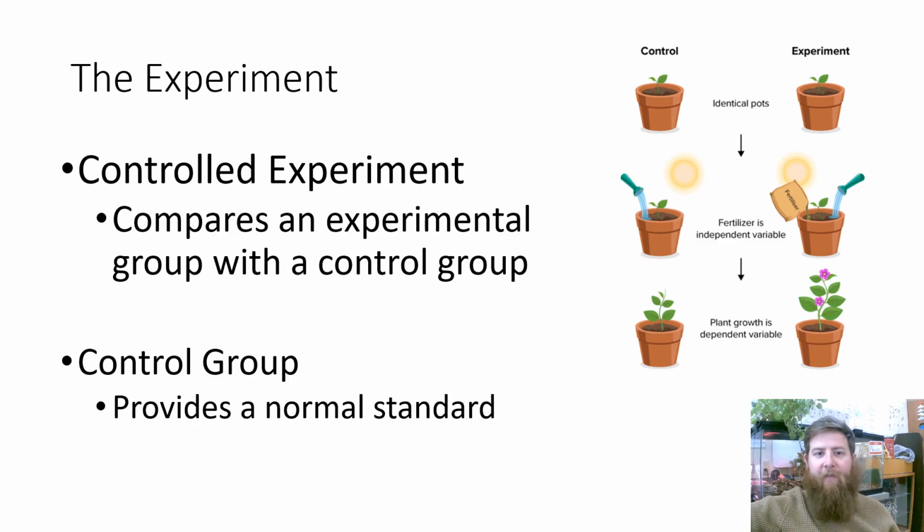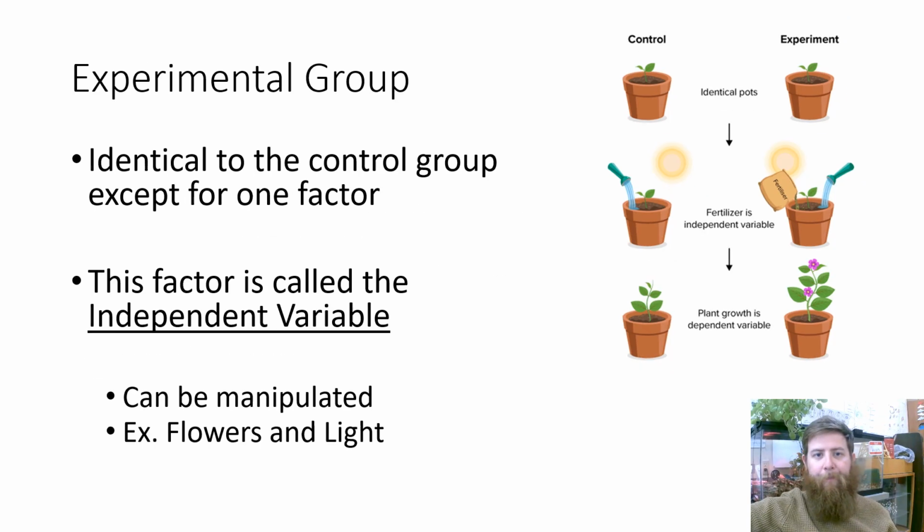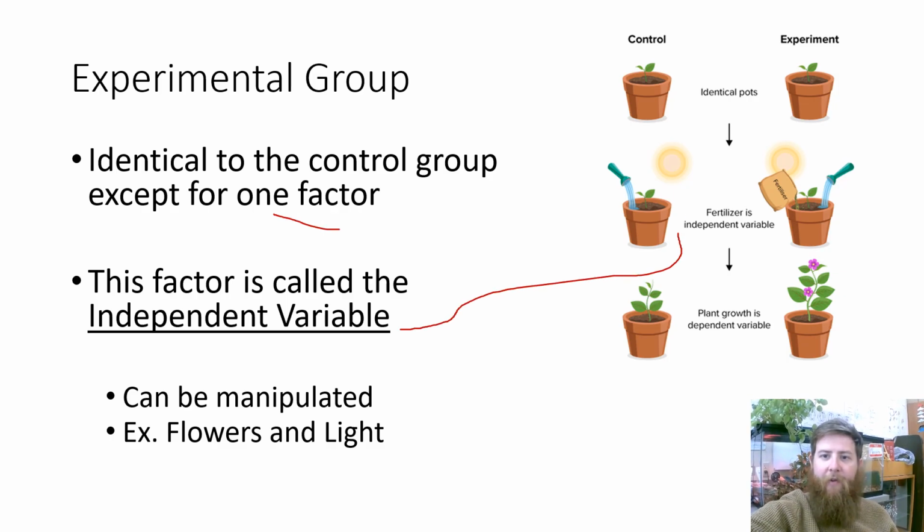So when we do experiments, you want a controlled experiment where you have an experimental group and a control group. The control group provides a normal standard. This is like if you, the scientist, didn't interfere, what would happen in this experiment is your control. Your experimental group, however, you get to change something. You change one factor. And in this case, we call this the independent variable. In this example here, fertilizer is your independent variable. This is the thing that can be manipulated.